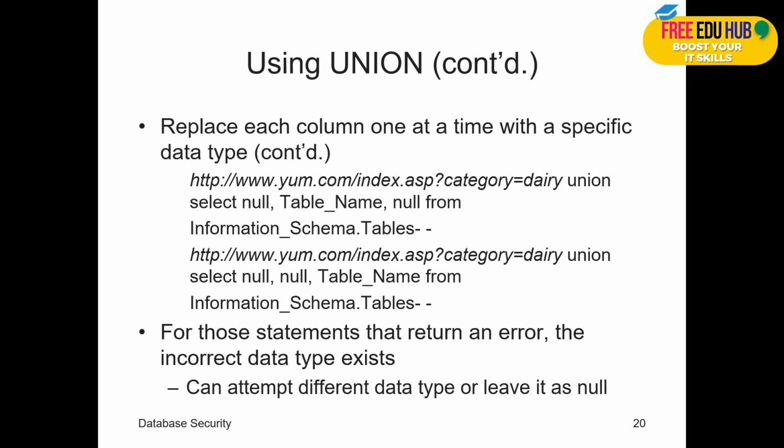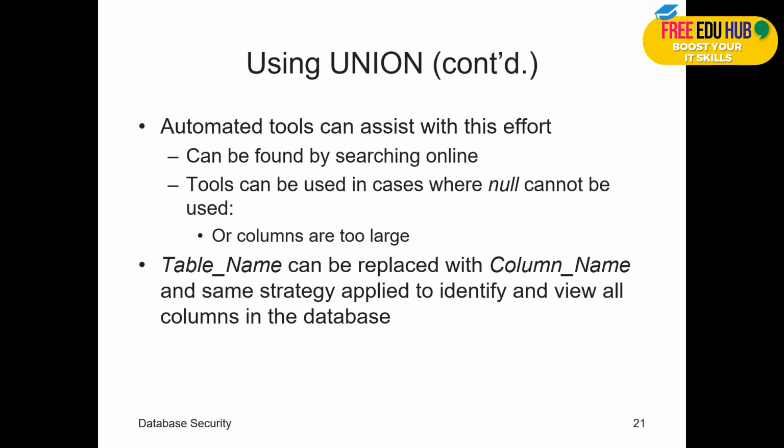Replace each column one at a time with specific data, for example, category, and then UNION SELECT NULL, table_name, NULL FROM information_schema. And then they'll be passing the information in order to get the information from the table name and information schema. Now, for statements that return an error, the incorrect data type exists, they can attempt a different data type or leave it as NULL, because if the data type was also different between the two tables from which you are trying to get the information, it would still give you no results.